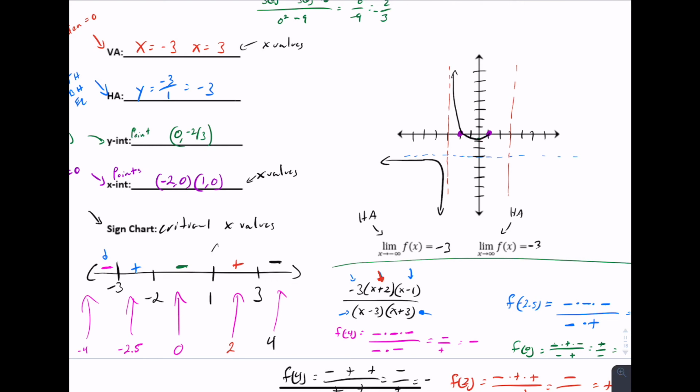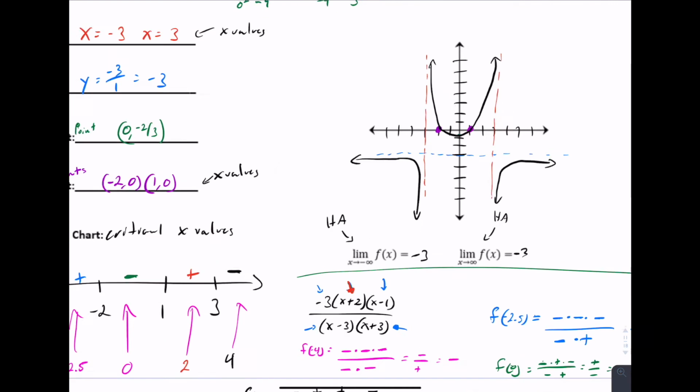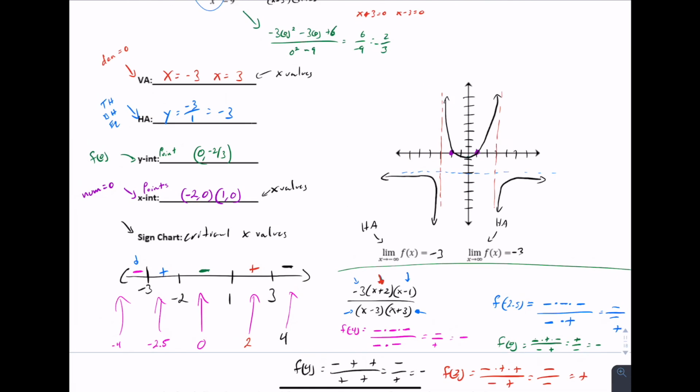And then after the 1, I become positive. So it goes up. And then after the 1, I'm still positive, so there we go. But then after the 3, I'm negative. So I should go something like this. And there's our graph.